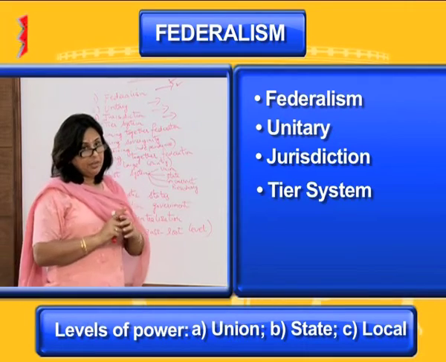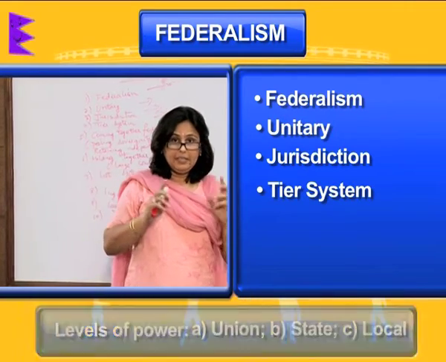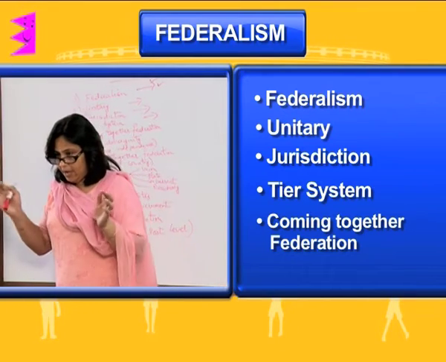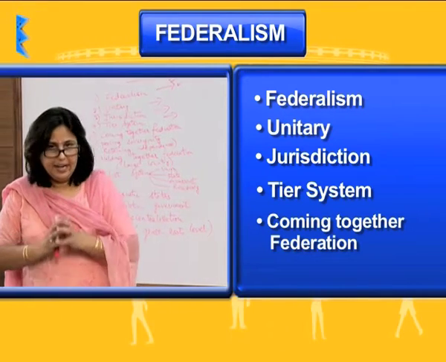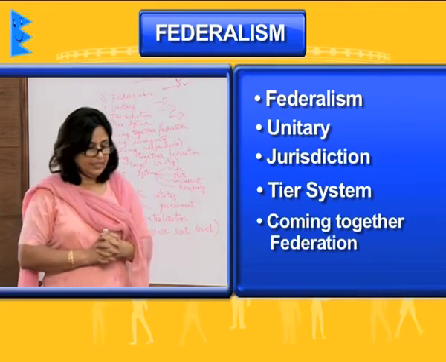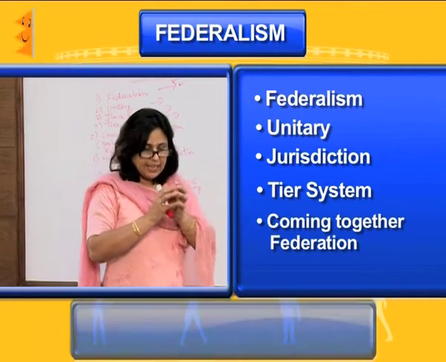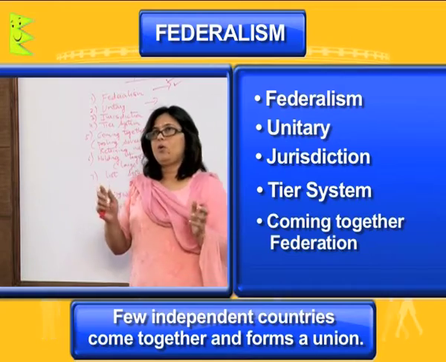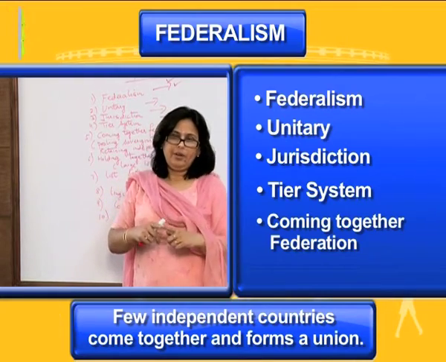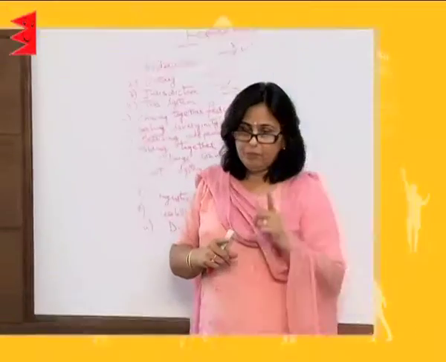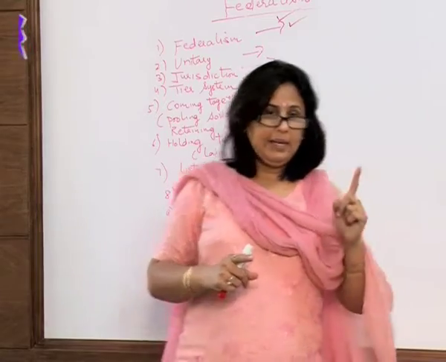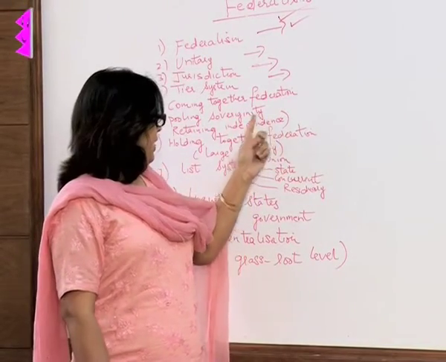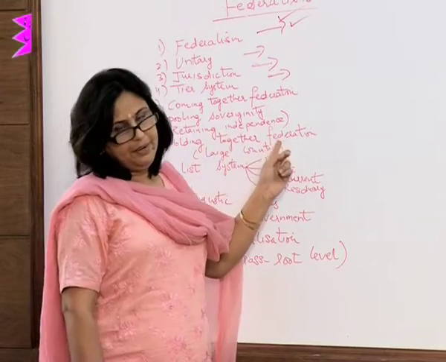Next, very important, and which you have to understand, is coming together federation. Coming together federation, again as the name suggests, is where a few states, that is a few countries, have come together and formed a confederation, a group, a union. But remember, they have one motto, and that is they are pooling sovereignty and retaining independence.